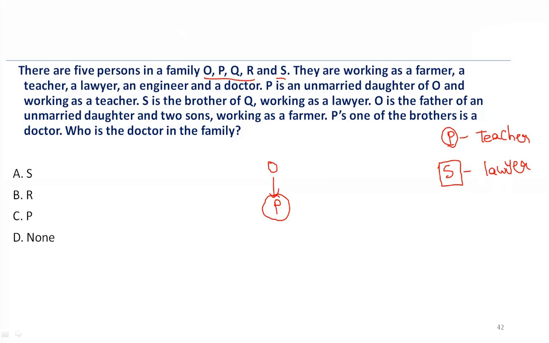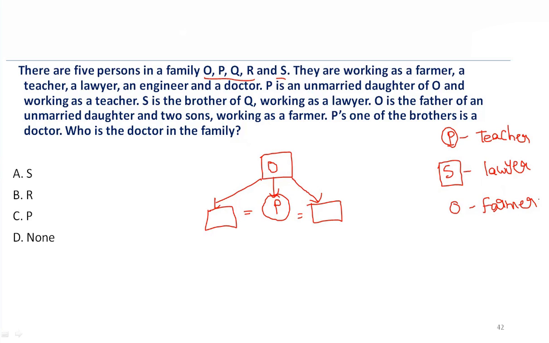O is the father of an unmarried daughter and 2 sons. O is the father means O is becoming a male person. O is the father of an unmarried daughter, one unmarried daughter we know already, and 2 sons means here there is a place for 2 sons. So we don't know who are the 2 sons. Next, O is the father of an unmarried daughter and 2 sons working as a farmer. Working as a farmer means who is farmer? O is farmer. They have continued the statement about O. Next, P is one of the brother is a doctor.